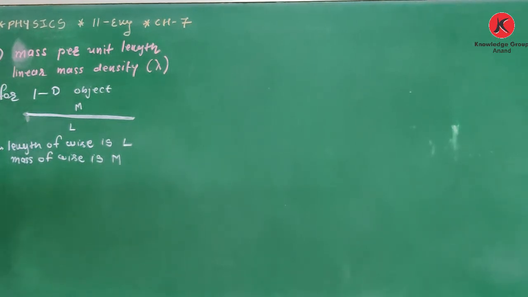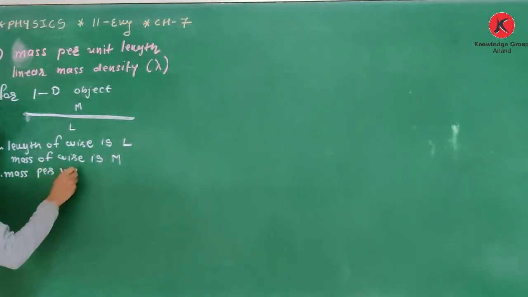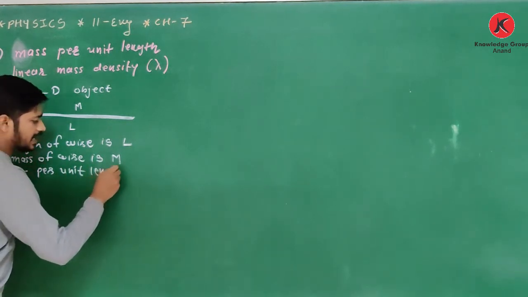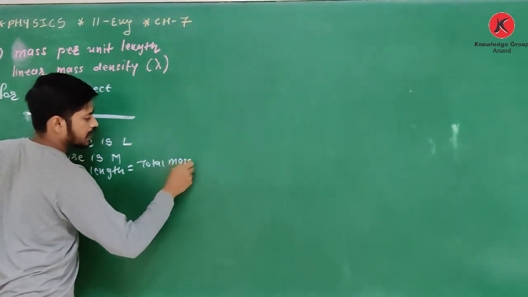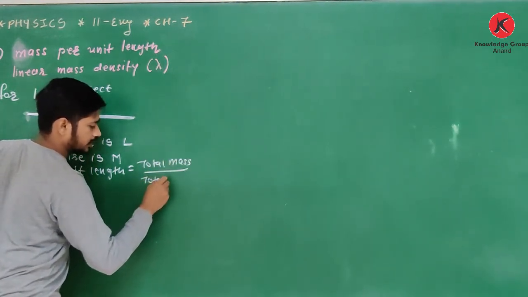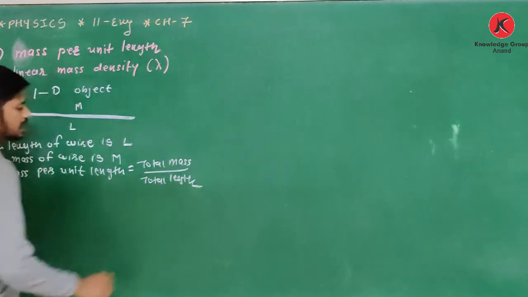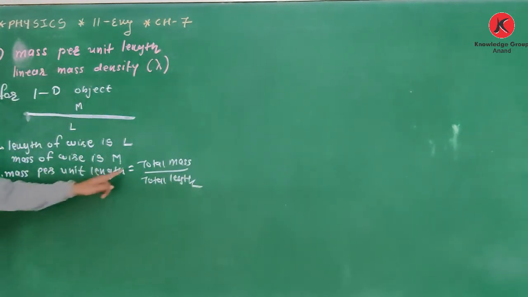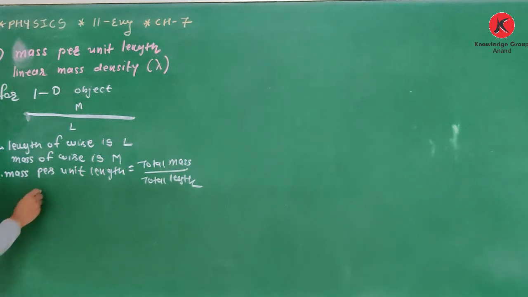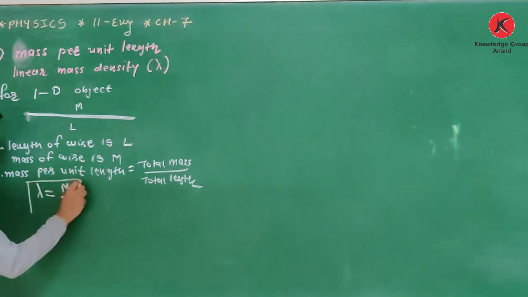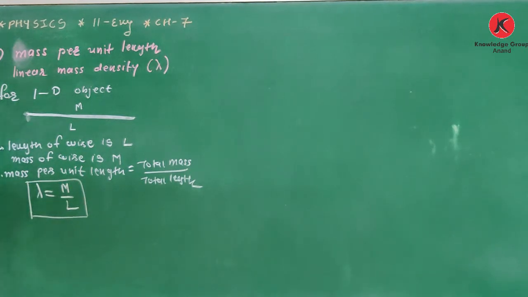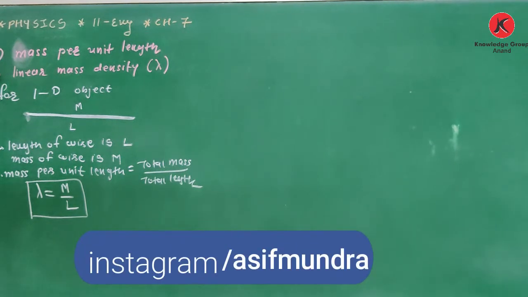Then mass per unit length is defined as total mass per total length. Mass per unit length means total mass per unit length. How do we represent it? Lambda is equal to M upon L. Simple. So it is mass per unit length, the linear mass density.